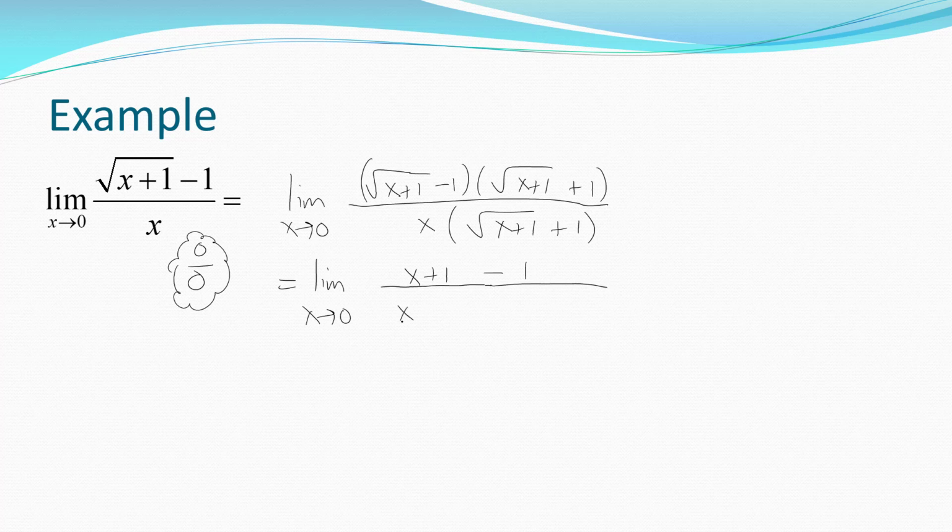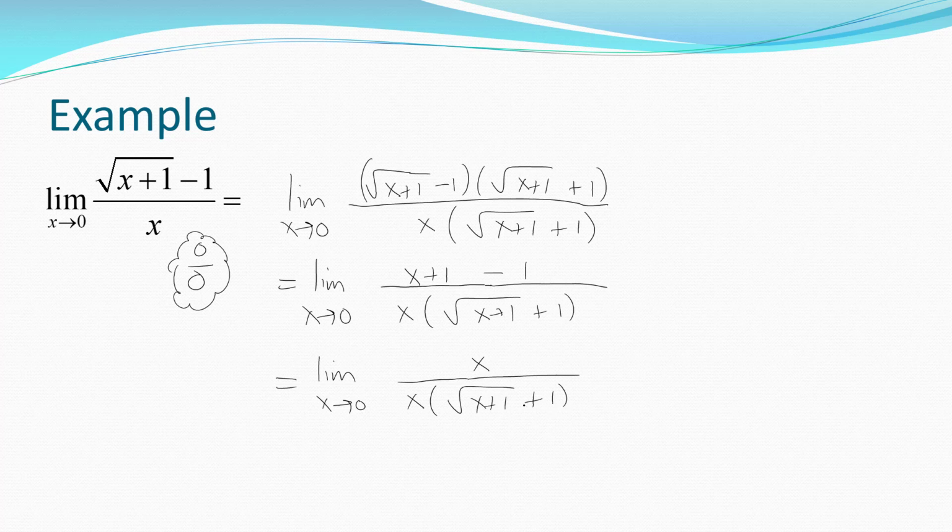In the denominator, do not distribute this product. Just leave it alone, because I'm going to cancel factors in a minute. I need it to be factored. In the numerator, then, the 1 and the minus 1 cancel. In the denominator, just leave it alone.